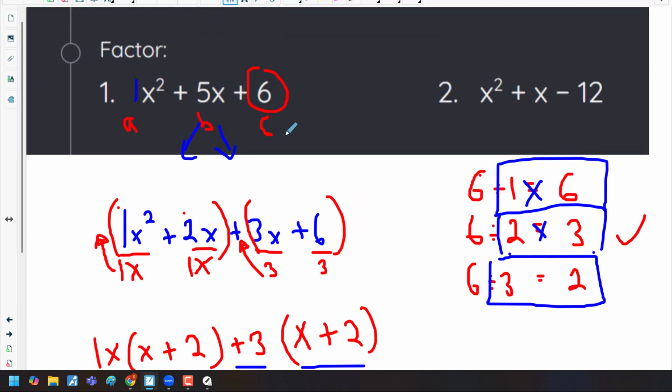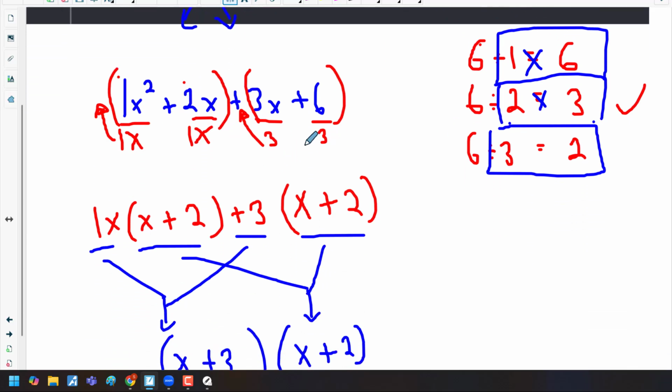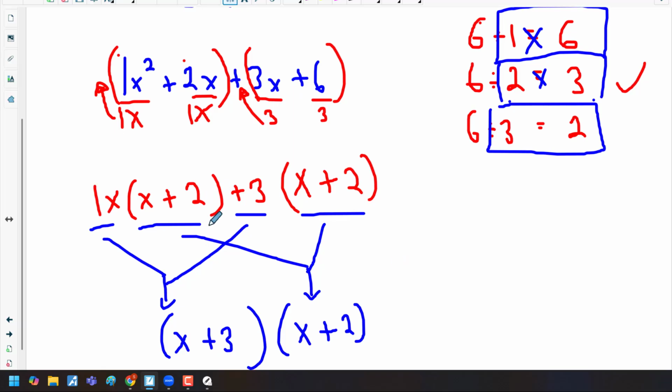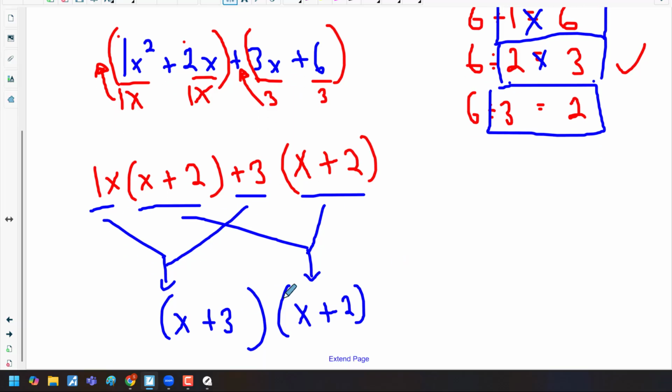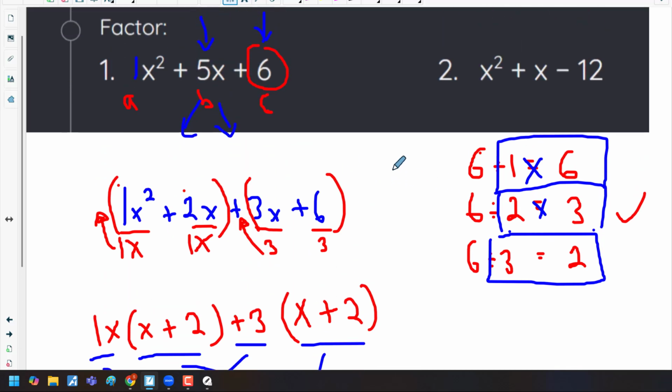You find two numbers that add up to your b value, the same two numbers that multiply to your c value, and then you split the middle term. Then you do that division, that factoring, and then you just write it down. We're going to do another example. Don't worry. I know it's a little complicated.